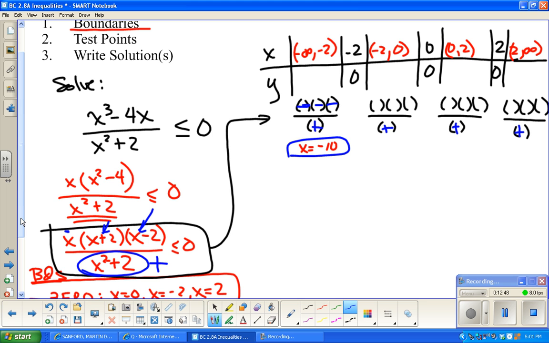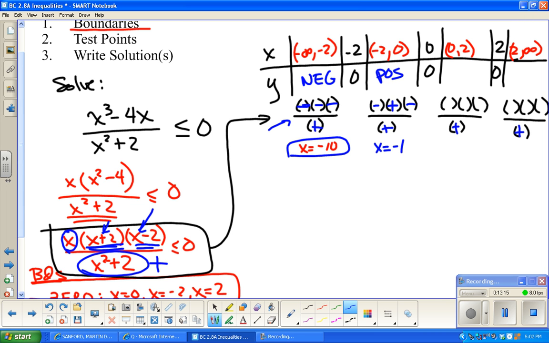Now I can't pick 0 because 0 is not between -2 and 0. So I think the obvious choice is x equals -1. So this is negative. X plus 2 is positive, because -1 plus 2 is positive. -1 minus 2 is negative. Overall, this is positive. Sorry, let me pop back over here. Negative times a negative times a negative is negative.